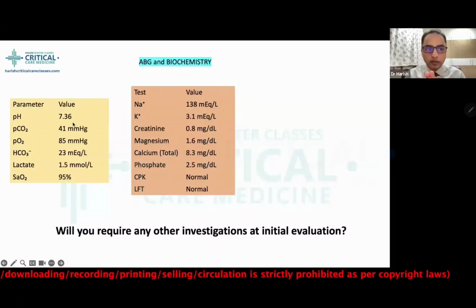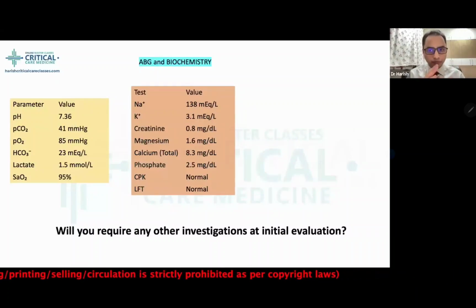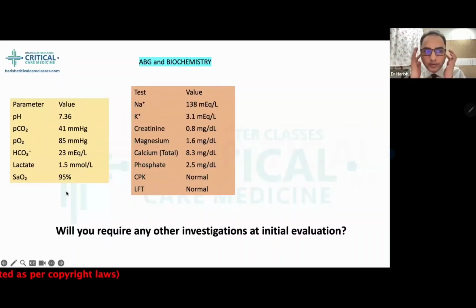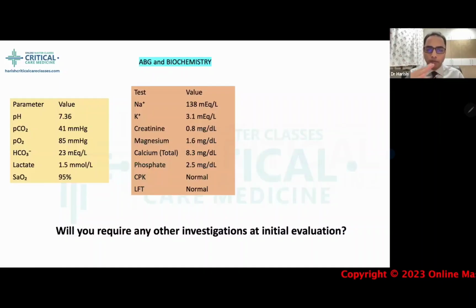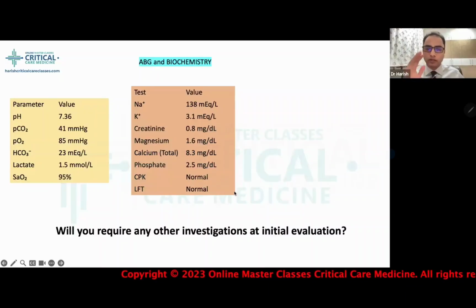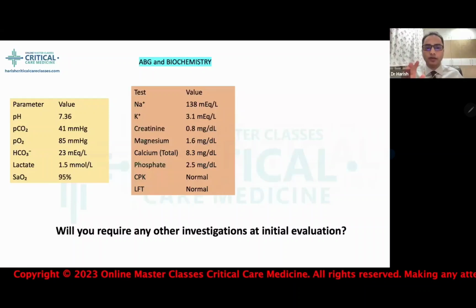Next we got an ABG of our patient and a couple of biochemistry values. So pH 7.36, PCO2 41, PO2 85 on room air, bicarbonate 23, lactate normal at 1.5, saturating around 95%. Sodium 138, potassium borderline at 3.1, creatinine normal, magnesium again borderline at 1.6, calcium 8.3 total, phosphate upper normal limit. CPK and LFT were all normal. So this is a young patient who had a history of bilateral lower limb weakness with one episode of watery diarrhea, and this is the biochemistry under the ABG.